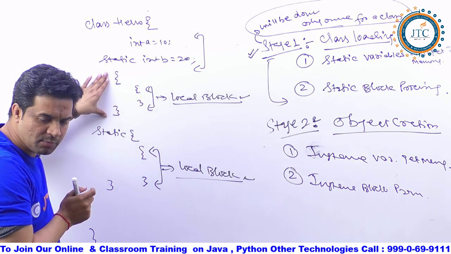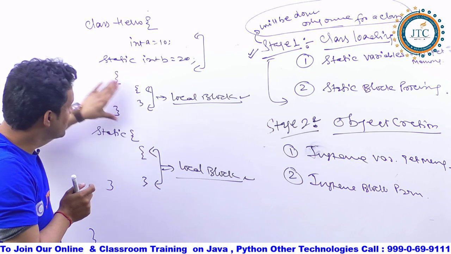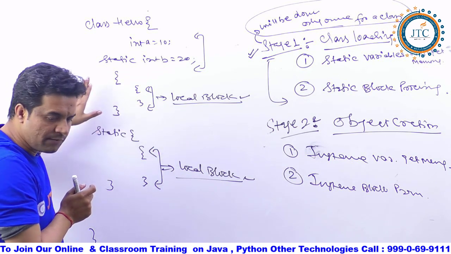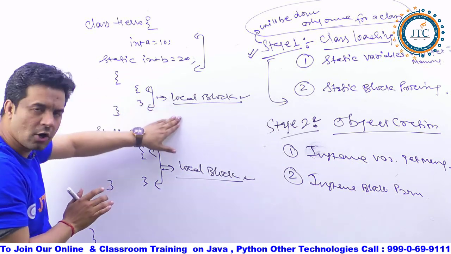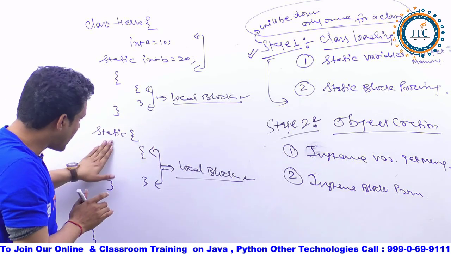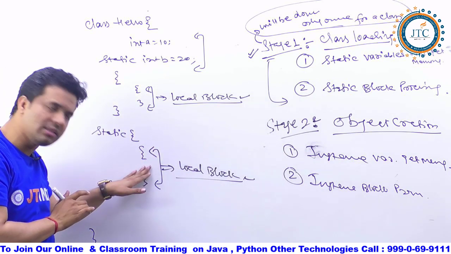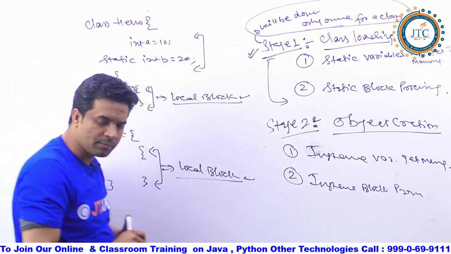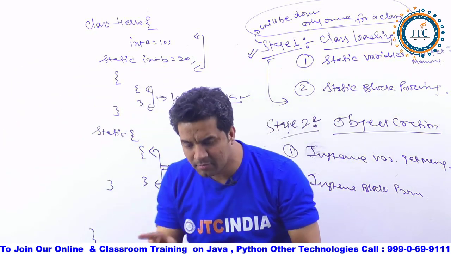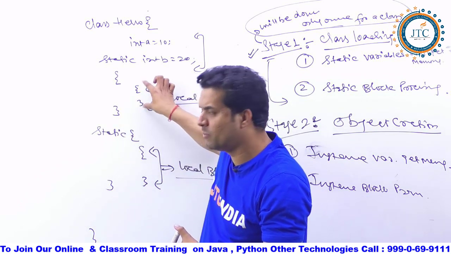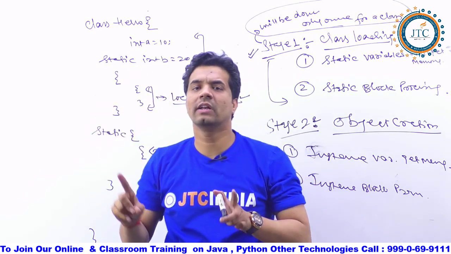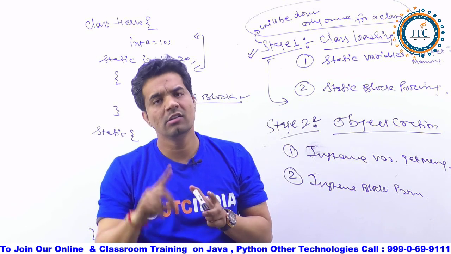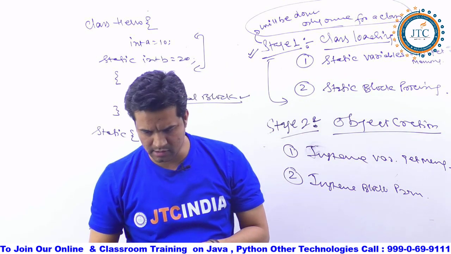If your instance block is processed, then only this is going to be processed. If it is not being processed, this will not be processed. If the static block is being processed, then only these local blocks are processed, right? Or else this is not going to be processed at any point of time. And remember, local blocks are not at all equivalent to the instance block or the static block of a class. Is it fine now?